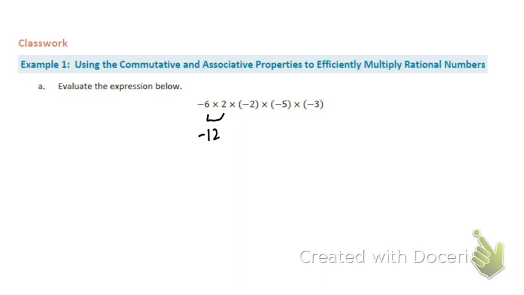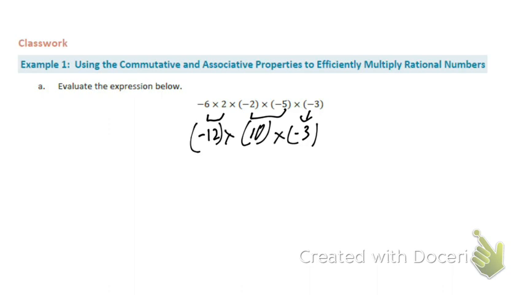Alright, so hopefully you guys maybe got the answer. Let's see what happens. Let's see what we're going to get when we keep going. Negative 2 times negative 5 will get you positive 10. Remember, negative times negative is positive. And I can just bring down the negative 3.